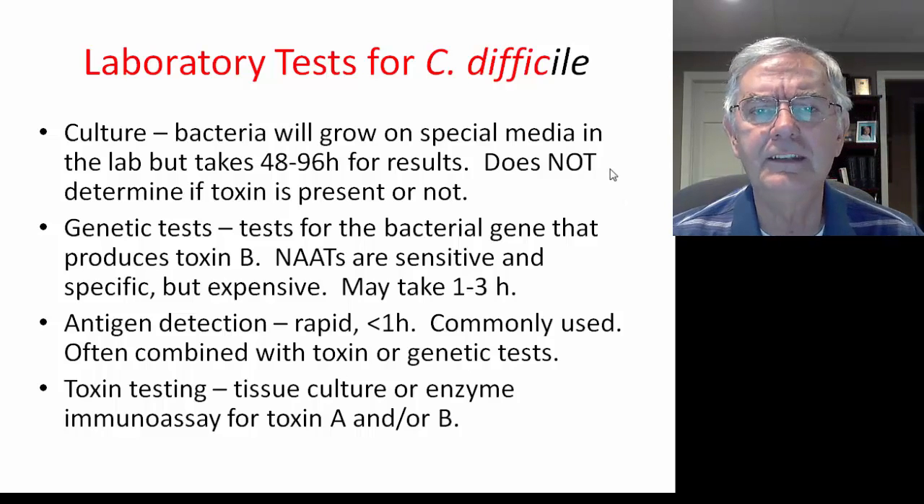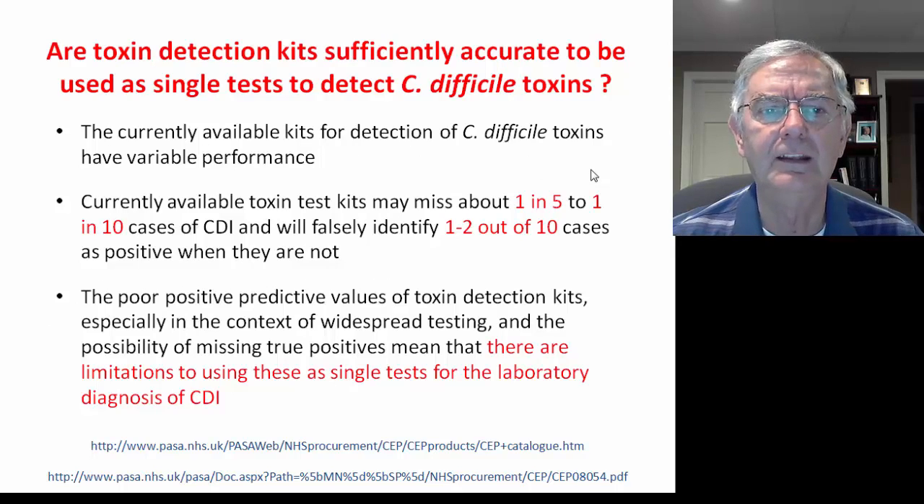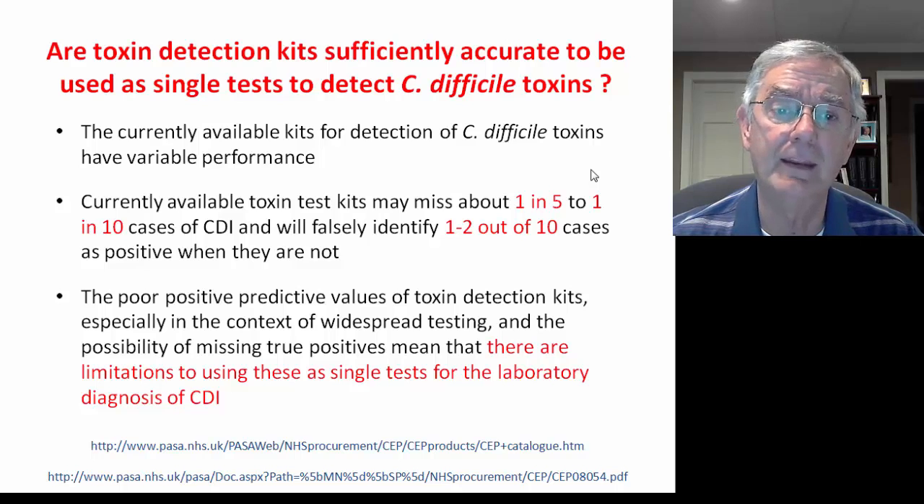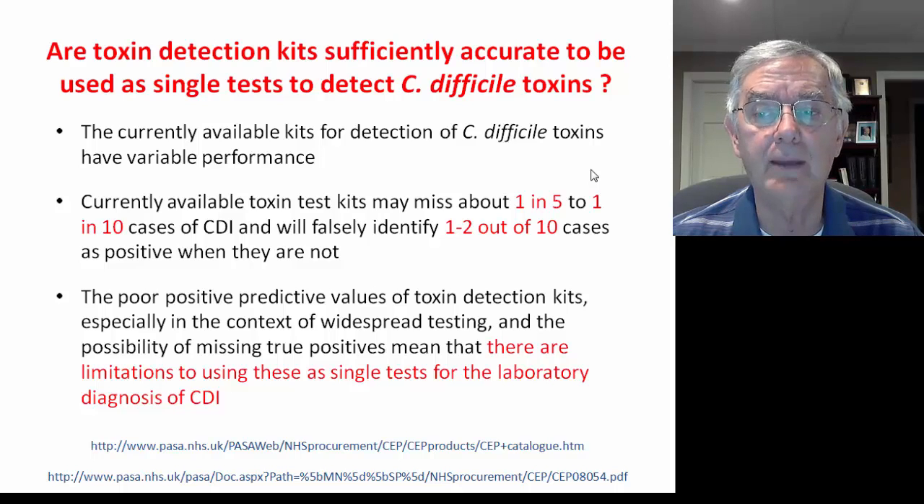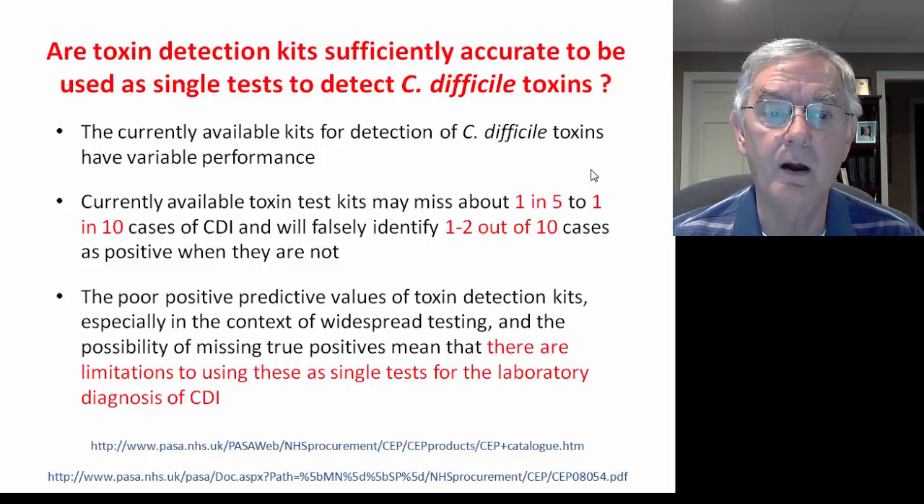So are toxin detection kits sufficiently accurate to be used as a single test to detect C. difficile toxins? So in other words, do we just want to use toxin A and B testing? The currently available kits for detection of Clostridium difficile toxin have variable performance. In fact, many of them may miss 1 in 5 to 1 in 10 cases of Clostridium difficile infections and will falsely identify 1 to 2 out of 10 cases as positive when they are not.